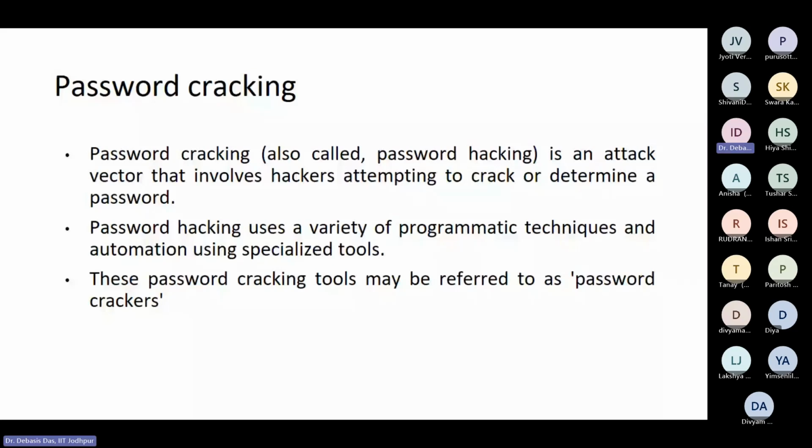Nowadays password hacking uses a variety of techniques and automation based tools, and these password cracking tools may be referred to as password crackers. So if password cracking is somehow a crime, and hacking is a crime, then why are such tools available online?